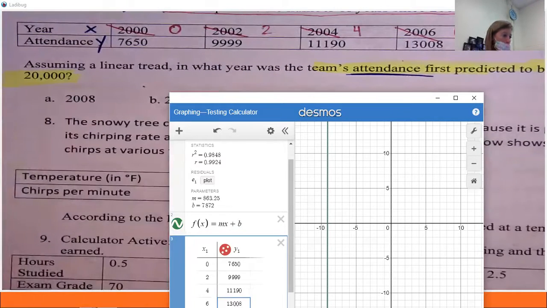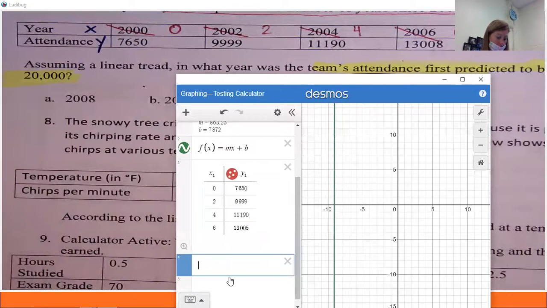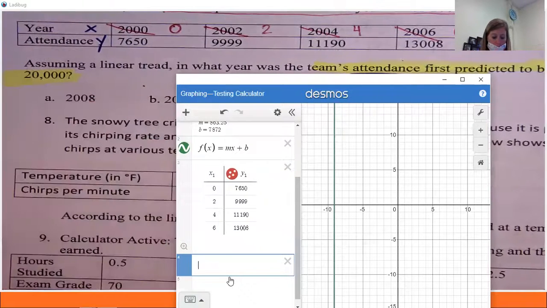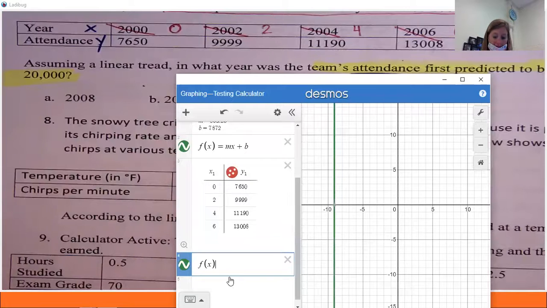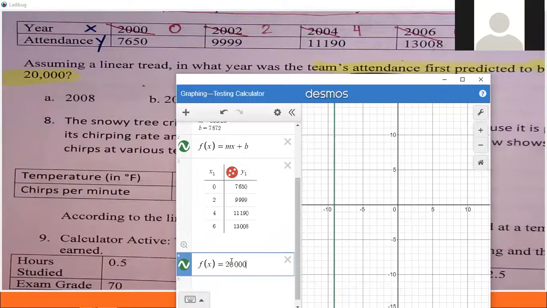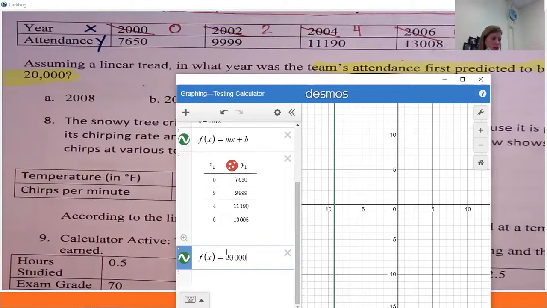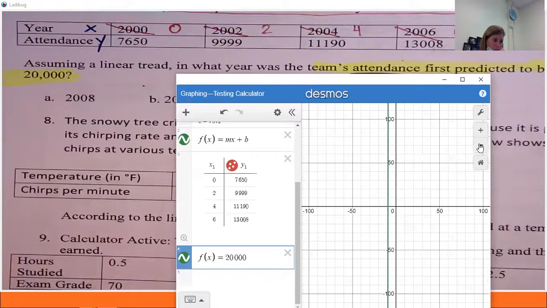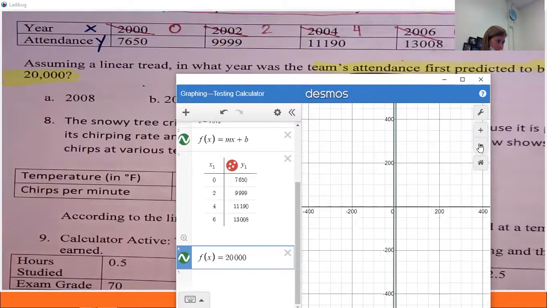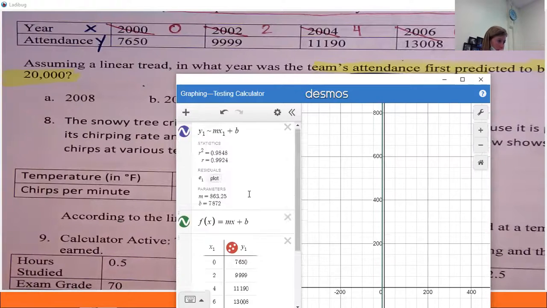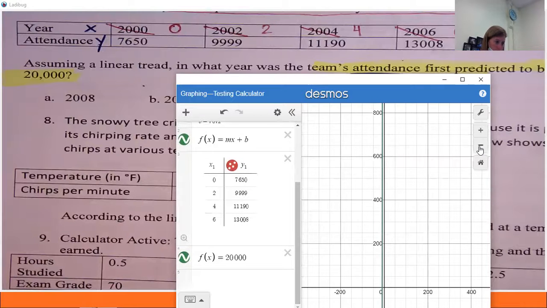So guys, do I put that in parentheses? What do you think? Yes or no? If it's a Y value, it doesn't go in parentheses. You're going to put f of x equals 20,000. You want the attendance to equal 20,000. So put that in. F of x equals 20,000. And on this one, you do have to find where they intersect. I'm looking for a green and a purple.